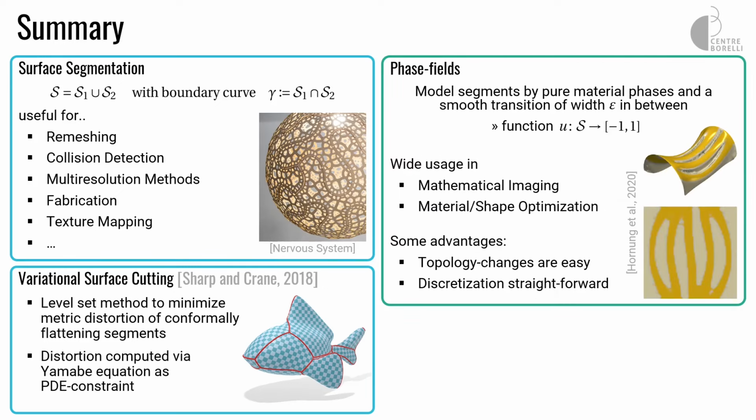Then our idea was, okay, we would like to do this with phase fields because we like phase fields, and phase fields have also been used in a lot of scenarios, like mathematical imaging and material and shape optimization, because they have some nice advantages. You can easily change topology, and oftentimes discretizing the system is straightforward. Phase fields are smooth functions on your object or on your space, where you have a smooth transition between -1 and 1 wherever there's an interface. If I want to segment my surface into two parts, I would say there's a pure phase where it's -1, another phase where it's +1, and then you have a transition.